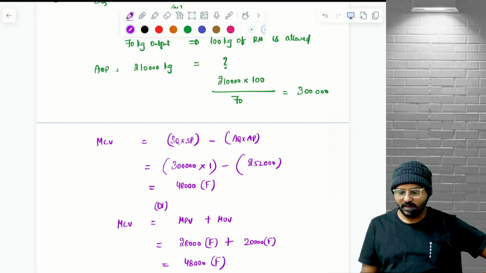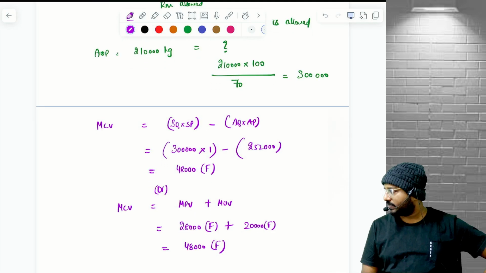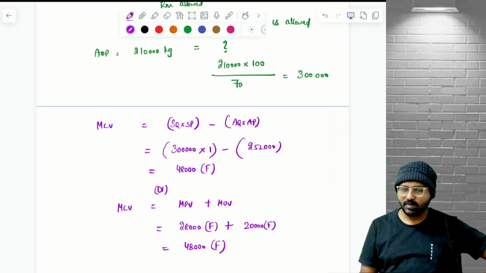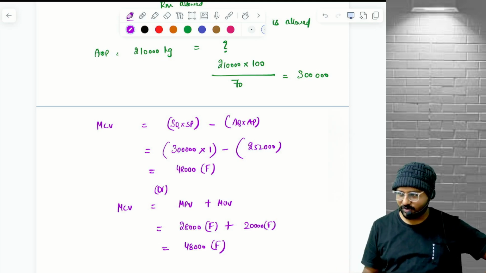Are we done? Any doubts in this sum before we move on to the next one? Everyone look here. Any doubts? Clear? The sum is clear. Shall we move to the next one?